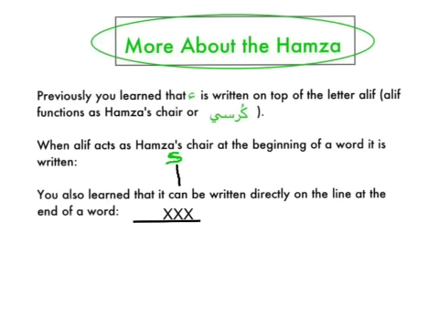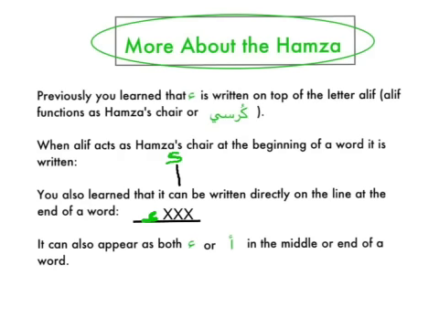Previously, you also learned that Hamza can be written directly on the line at the end of a word. So for instance, if X are letters here, at the end we write Hamza like this on the line. It can also appear like this or like this in the middle or end of a word. But Hamza written like this in the middle is extremely rare in Arabic. Now we give you some commonly used examples of Hamza in the middle and at the end of the word.